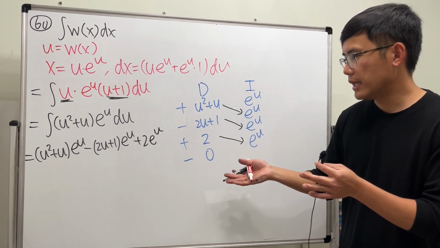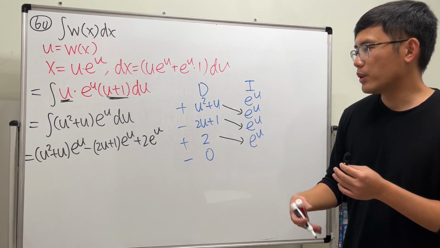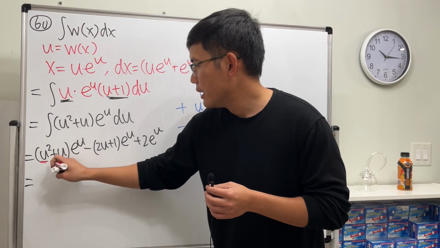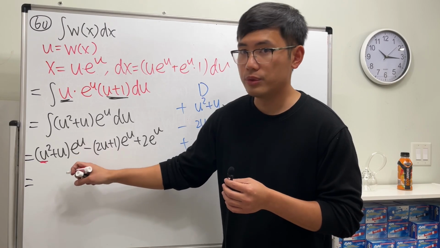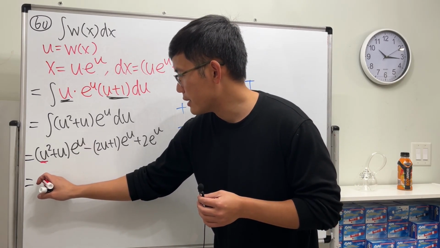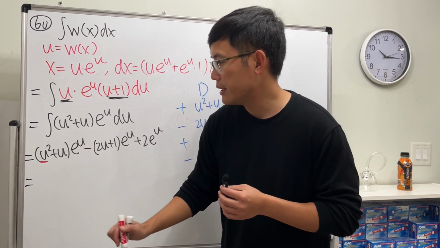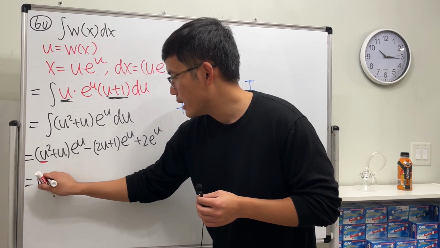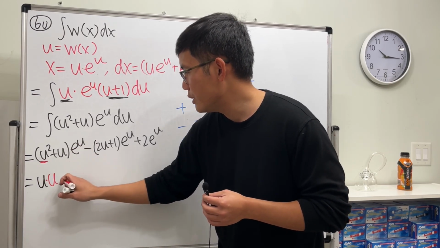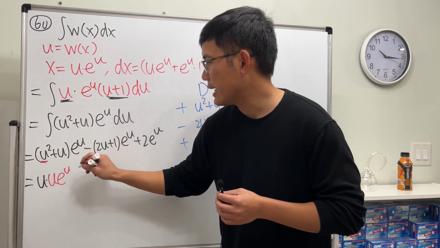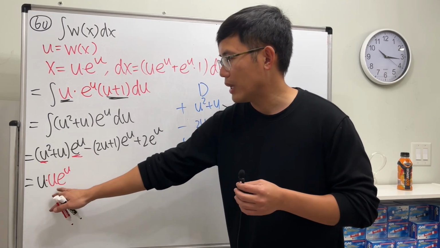That's pretty much the idea. But of course, we're not done yet. We'll clean things up. This part, it's the u squared times e to the u. That's the only part, right? So I will just write it as u times u, that's u squared, and then e to the u. This and that. It's the only thing that we have to do.